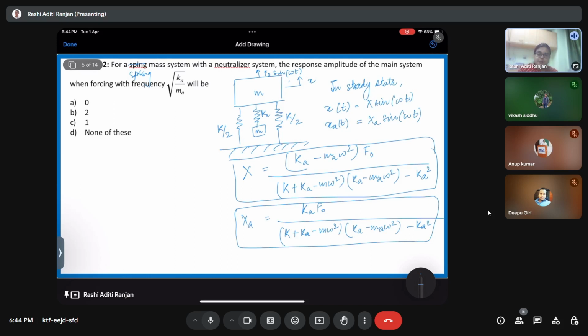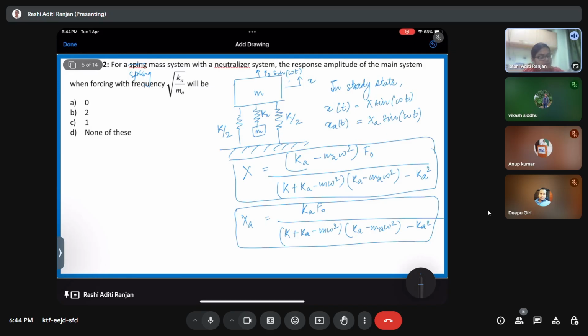So this gives the amplitude of the steady state oscillation. Okay. Now the question is, capital X is what? The amplitude of oscillation of my main system. Capital Xa is what? It is the amplitude of oscillation of my neutralizer. What am I concerned about? I am concerned about my main system, right? Because that is where I want to reduce the effect of vibration. Okay, so this is what it is.